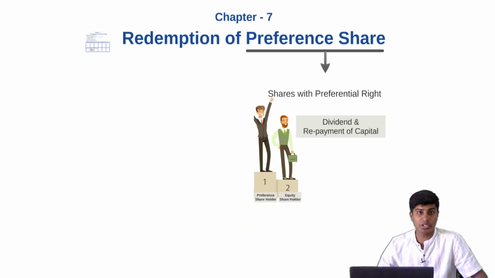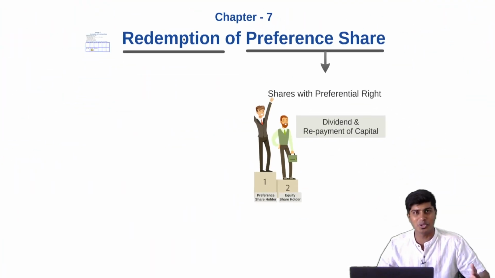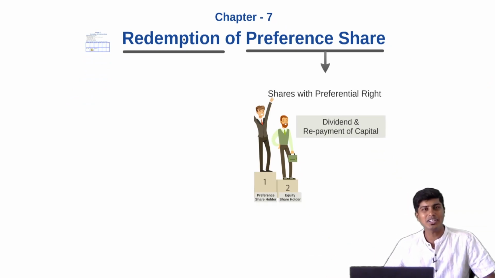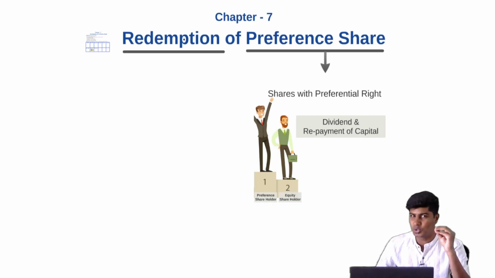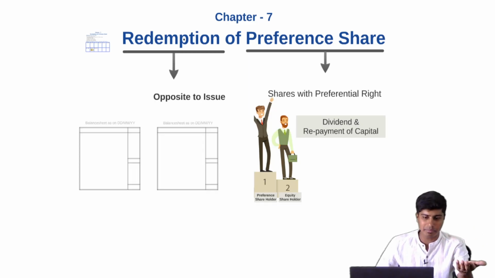Next, talking about redemption. What exactly do we mean by redemption? I went on to search on Google as to what we mean by redemption. The meaning that I found is quite tricky, which says the action of being saved from evil. This has nothing to do with the context in which we are going to use the word redemption. We are not doing any evil in the business and we are not stopping that evil by doing redemption. Nothing of that sort. So in the context of this chapter, what we mean when we use the word redemption is that it is the opposite of issue of shares. So the opposite of issue is nothing but redemption.